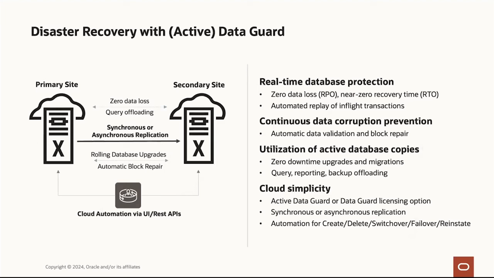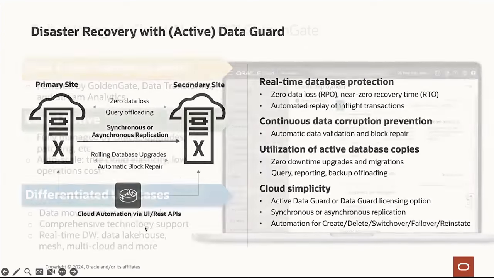Setting up Data Guard is a critical component of any MAA solution. And once again, the Exadata database service makes it simple to enable with a single API call or click of the mouse in the UI using cloud automation. Likewise, that automation supports critical use cases like switching your primary database to your DR site, switching back, and reinstating your primary database after a failover. So that was disaster recovery with Data Guard.